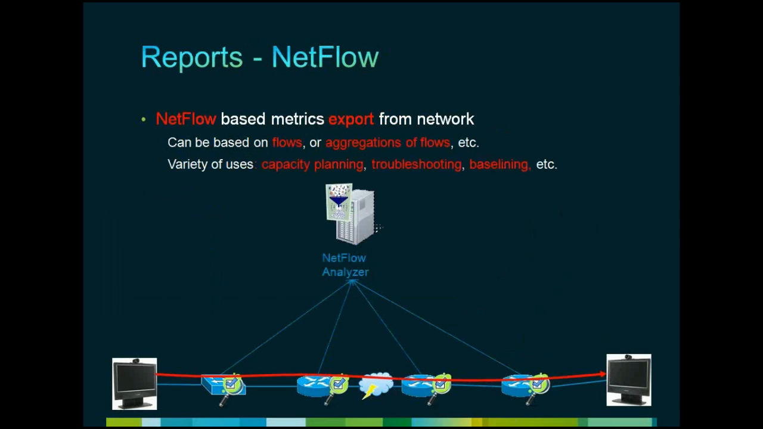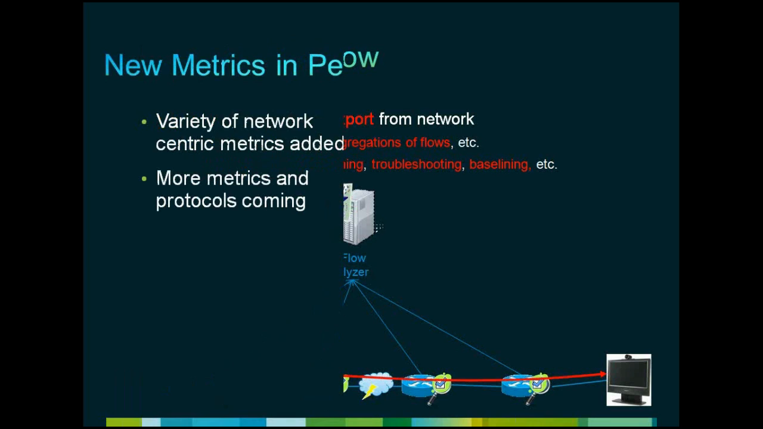These metrics are also exported through NetFlow, right? And they can be based on flow, aggregation of flows. And again, this all can be used for capacity planning, troubleshooting, baselining. So one point is, okay, let me collect what's going on and understand the general health of my network. That would be more like a baselining type of thing. Or, I'm having problems here, so let's use it for troubleshooting. So those are the different types of uses. It's very flexible in that sense.